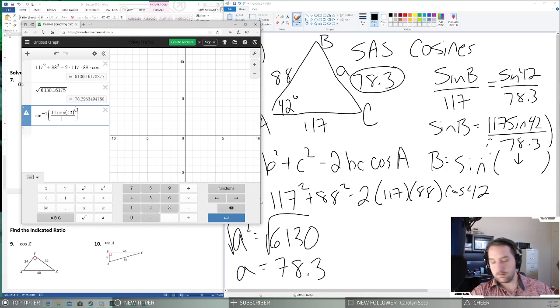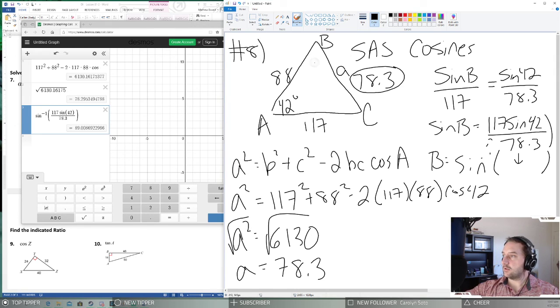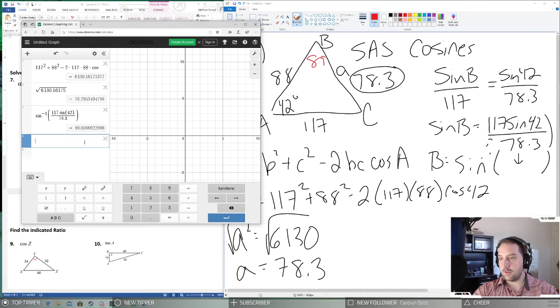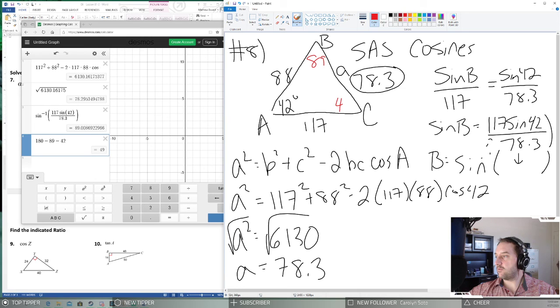divided by 78.3. So that gives me 89 degrees. So my b is going to be 89 degrees. And then I can do 180 minus those two. So 180 degrees minus 89 minus 42. That's going to give me 49 degrees. So this right here is going to be 49 degrees.